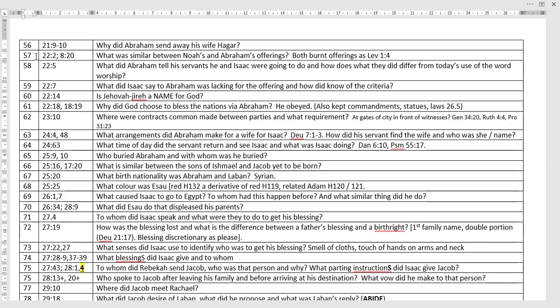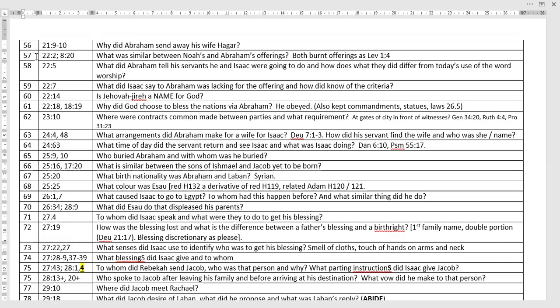Question 65. Who buried Abraham and with whom was he buried? Well, his sons buried him, Isaac and Ishmael. So it was 25, verse 9. But basically, both his sons buried him. 25, verse 9: And his sons Isaac and Ishmael buried him in the cave of Machpelah, in the field of Ephron, the son of Zohar, the Hittite, which is before Mamre, the field which Abraham purchased of the sons of Heth. There was Abraham buried, and Sarah his wife.